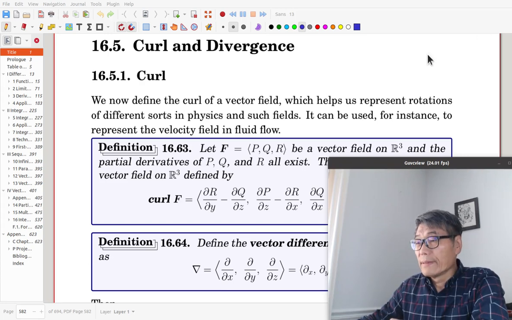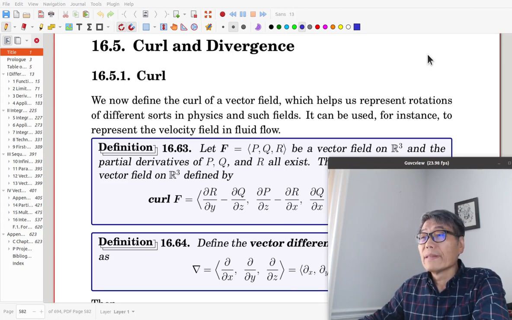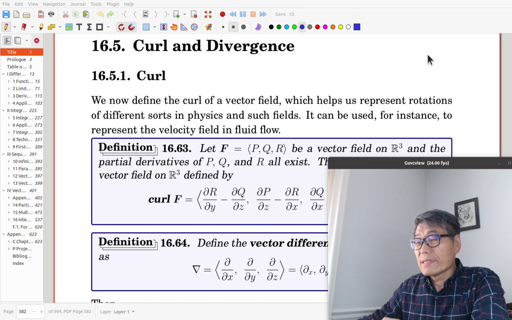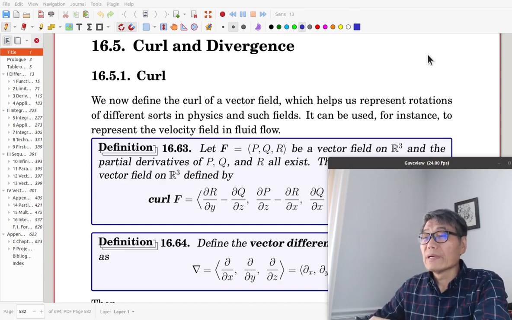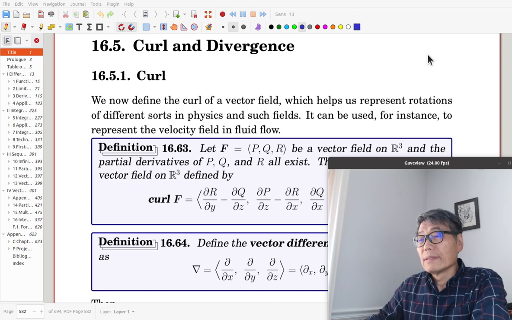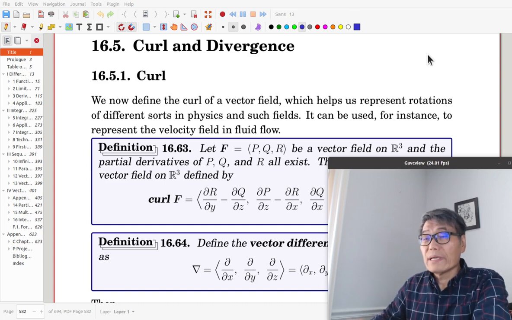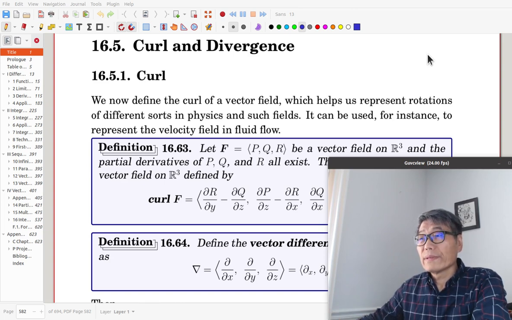This section introduces two operators, curl and divergence. These are widely used in physics and engineering applications. For example, for fluid flows, curl is used to represent rotations, while divergence represents the change rate of the mass per unit volume. Let's begin with curl.